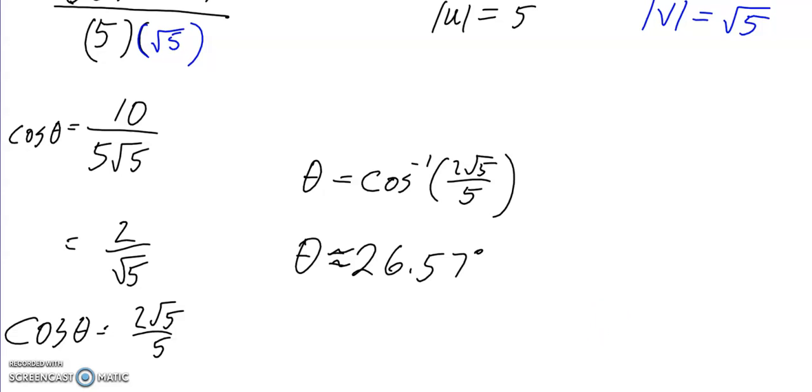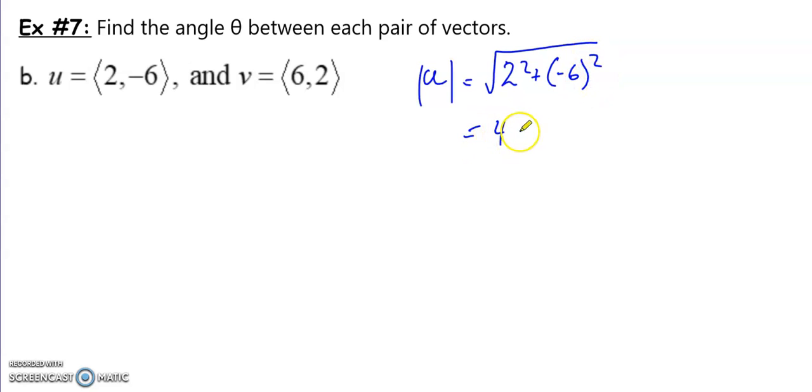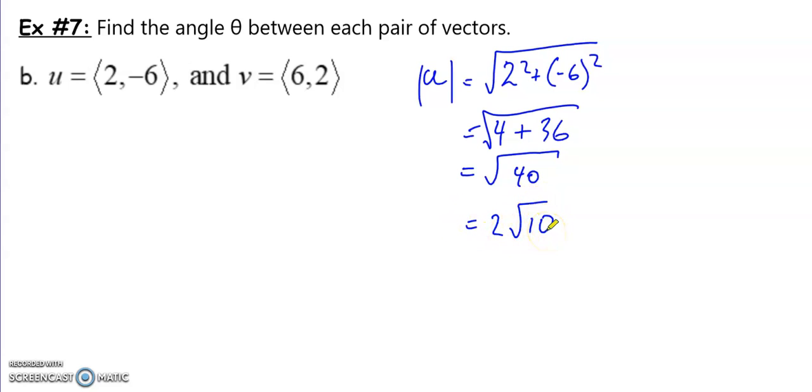Let's do B. So B says we're going to do u dot v over magnitude of u times the magnitude of v. Why don't we just, right off the bat, find the magnitude of u and v? So we're going to do 2 squared plus negative 6 squared. So that's going to be the square root of 4 plus 36. So square root of 40. And so that's 2 radical 10.